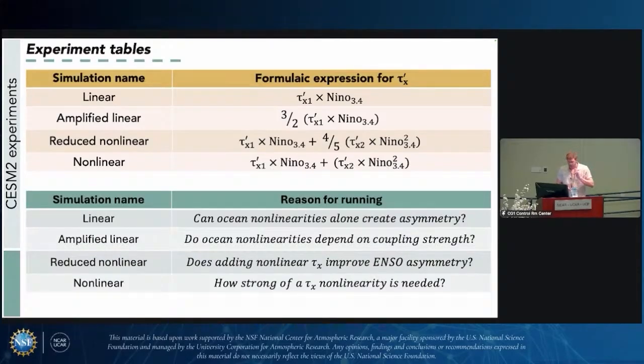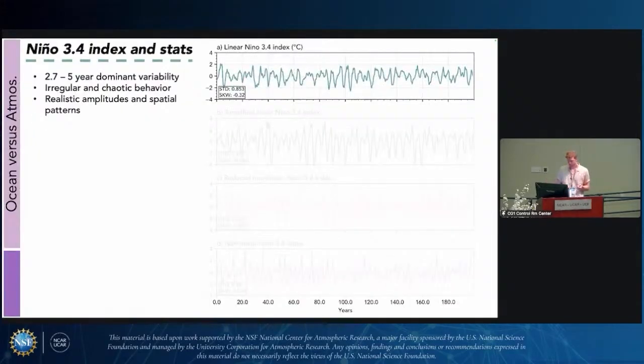The linear simulation alone can tell us, okay, in the absence of atmospheric nonlinearities, what is the asymmetry that the ocean model produces completely by itself? Without this nonlinear feedback in wind stress, what does the ocean do? Then we can ask the question, do ocean nonlinearities depend on the strength of that atmospheric forcing in a linear framework? The nonlinear experiments will then basically tell us, okay, what's the importance of this nonlinear atmospheric wind stress feedback to underlying SST anomalies? All right, let's look at some results finally.